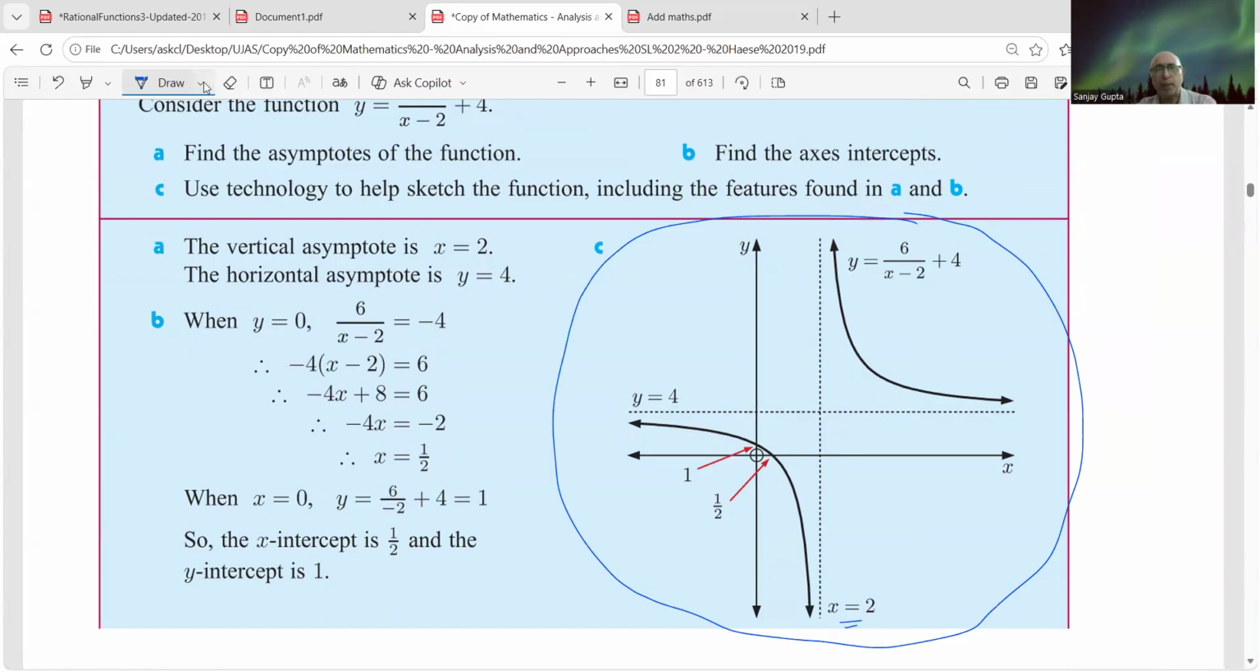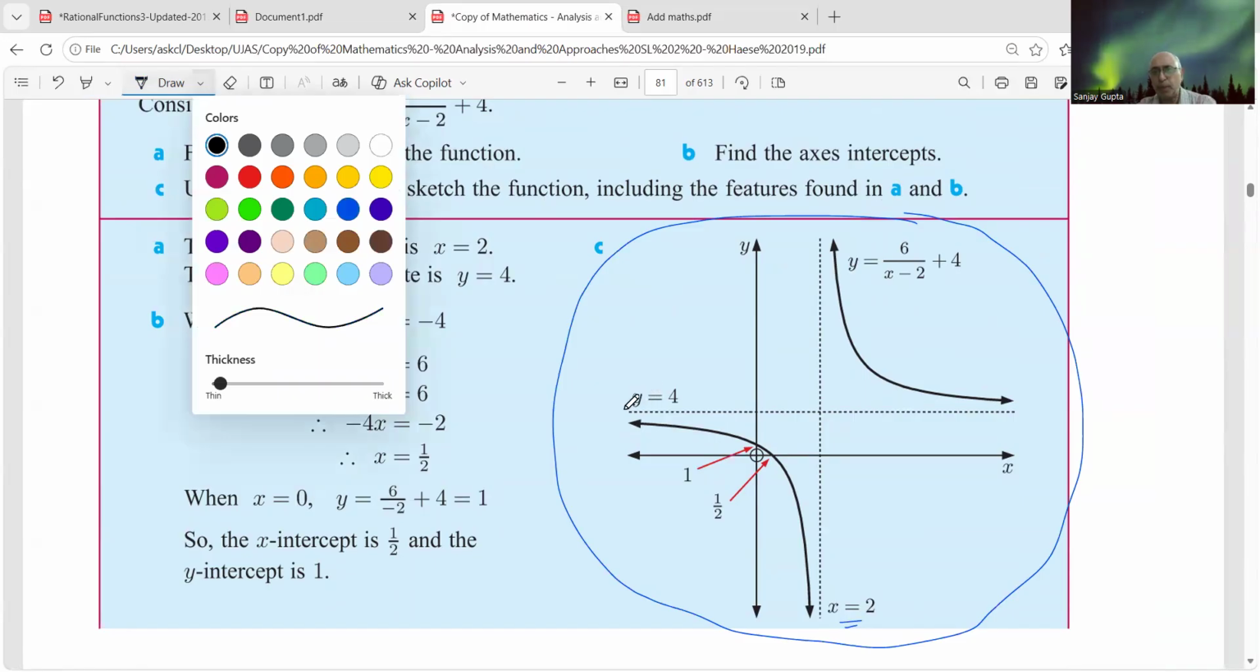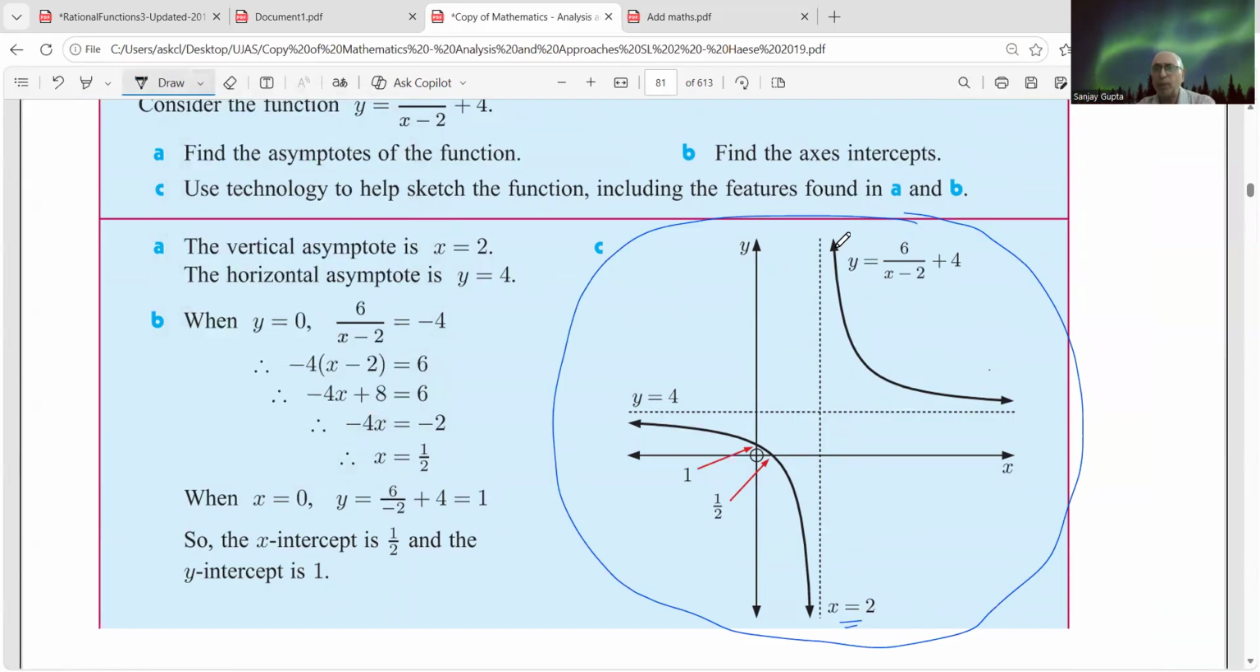Now these are two lines on this graph which the function never touches. Is the graph going to touch these lines? No, it is approaching these lines. It is coming very, very close to these lines. But the graph is never going to meet these lines. And these are called the asymptotes.